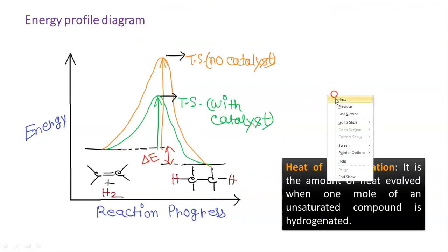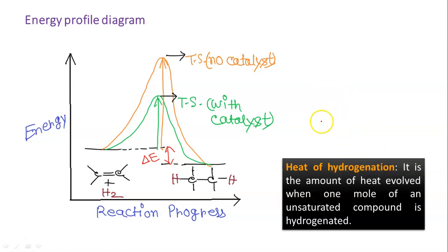Next we will see the energy profile diagram, and why we have used the metal catalyst. So this is the transition state when no catalyst is used. This is the transition state with catalyst. So this is the energy difference when we have used the catalyst. This amount of energy is lowered. Okay, so that is the purpose of using a catalyst.